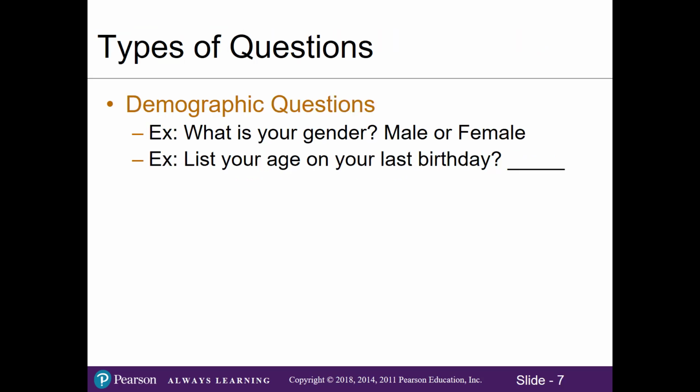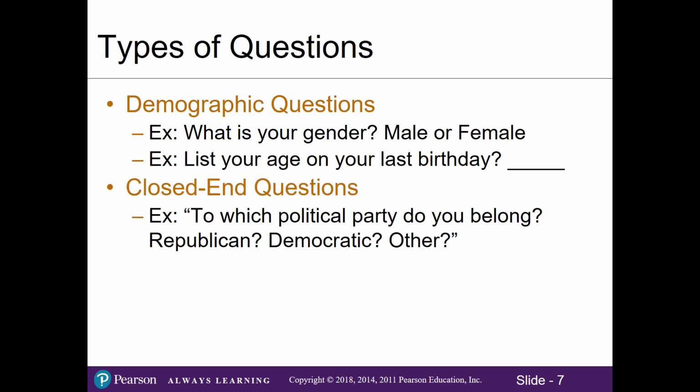Now, let's look at the different types of questions that you might see, whether it's phone or written questionnaire. So here we've got demographic questions, and these relate to people's backgrounds and characteristics. So here we have what's your gender and age question, for instance. Then you have closed-ended questions, which are very similar to multiple choice questions.